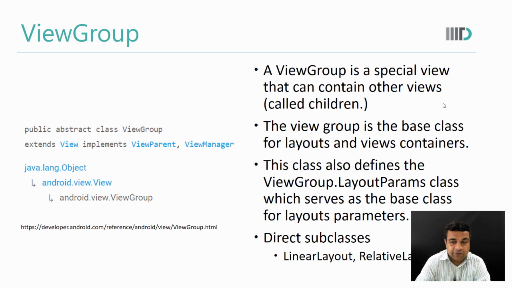A view group is a special view that contains other views, which are called children. The view group is the base class for layouts and view containers. In our program, we have already used a layout called LinearLayout. This class also defines the different view group layout parameters, which serve as the base class for layout parameters. We will be studying them in detail. Some direct subclasses of view group are LinearLayout, RelativeLayout, and many others. You can get the full information about the subclasses by following this link.